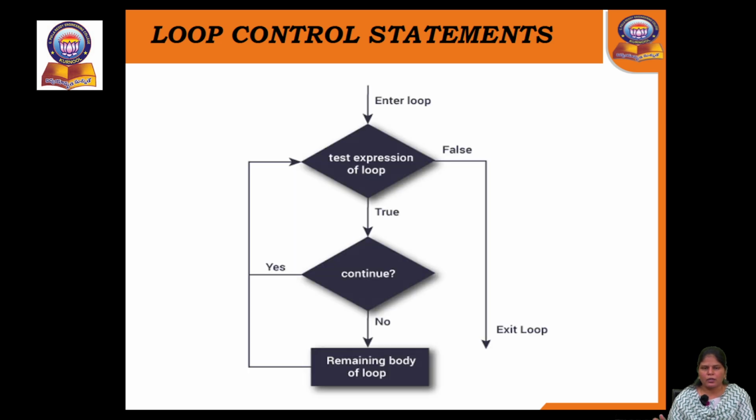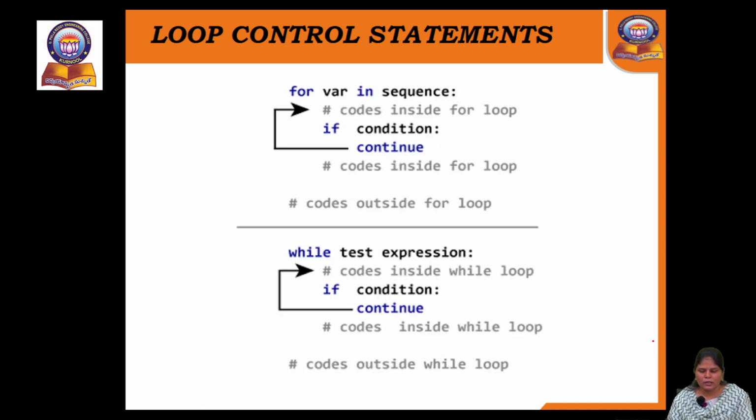Right? So here this is the syntax flow chart. We will be testing with the condition. The test expression of the loop will be checked. If it is true, then if there is any continue, the next statements within the loop will not be executed. It goes to the loop again. So it continues with the loop, skipping the current iteration. Right? So let us see an example.